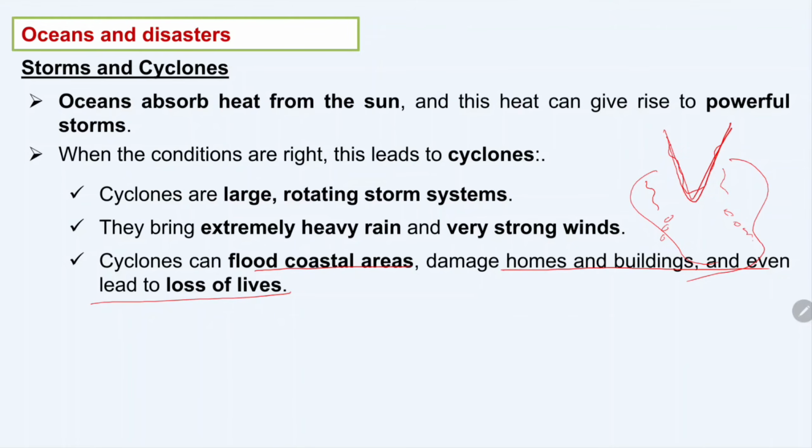What happens when strong cyclones come? These areas are flooded, and there is lots of damage and loss of life that we have seen every year because of these strong cyclones. There is damage to homes and buildings, and it even leads to loss of life.